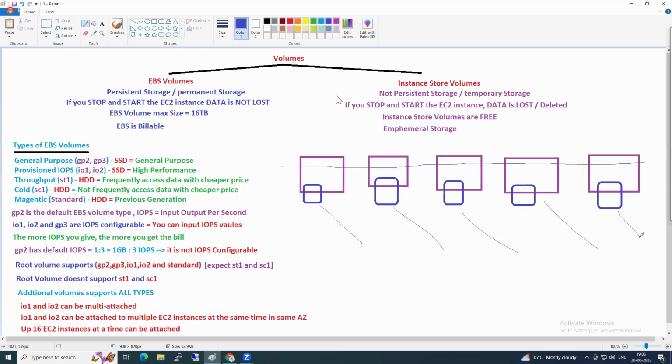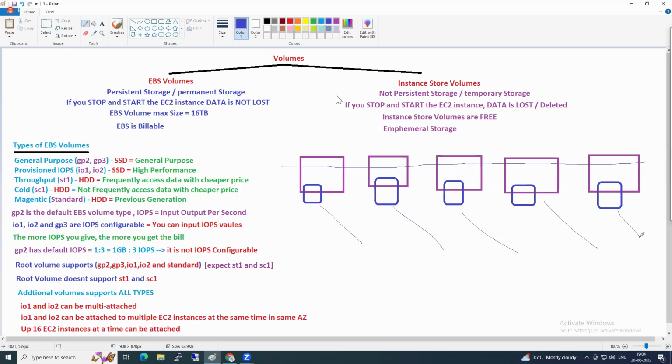Because you know why? There is one option which is ticked while creating the machine. That is called delete on termination. For the root volume, this delete on termination is checked. So if you terminate the EC2 instance, your volume will also get deleted automatically. But if required, can I uncheck that? If you uncheck it and terminate the EC2 instance, will the root volume be deleted? No. So can you retain your root volume? Yes.